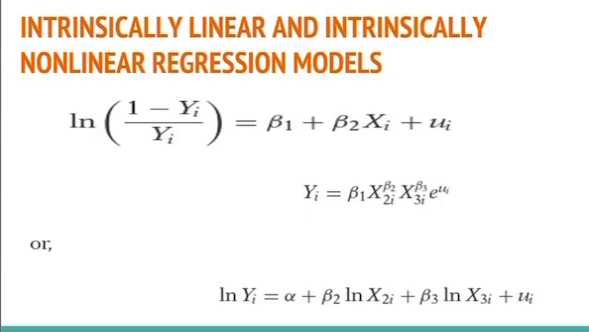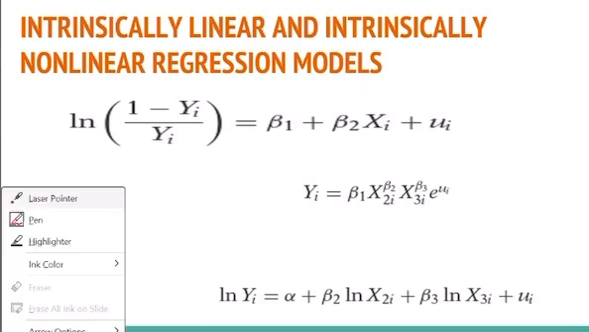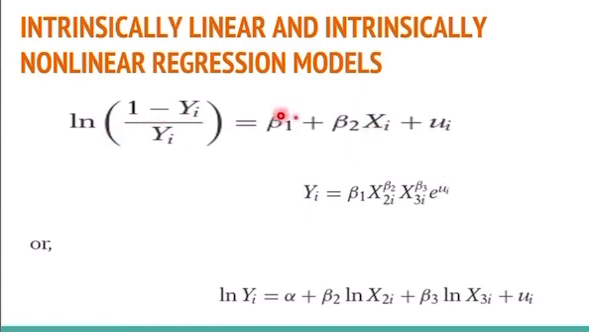I'm going to show you some different kinds of models, ones that can be classified as intrinsically linear, and ones that can be classified as intrinsically non-linear. If you take a look at this one here, of course, this is linear. It is linear in parameter. Even though it is non-linear in variable, that's okay. If it is linear in parameter, we can still apply the method of a linear model.